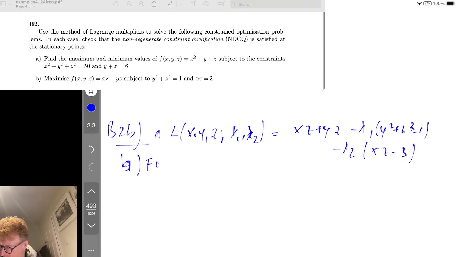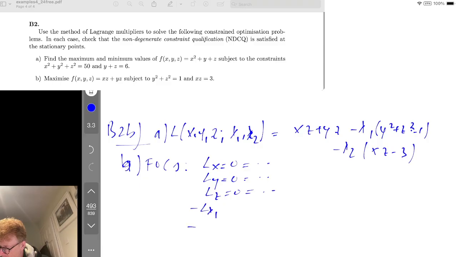So actually this is A, the FOCs. You need to write down 5 of them. The L derivative with respect to x is 0, with respect to y is 0, with respect to z is 0, and the derivatives with respect to lambda 1 and lambda 2 are 0, which gives you the 2 constraints you already have, y squared plus z squared minus 1 and xz minus 3.